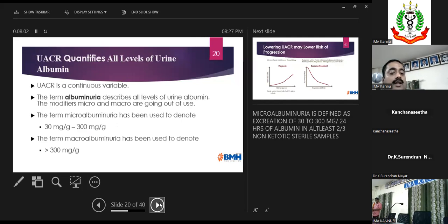The term albuminuria describes all levels of albumin in urine. Initially, we used the term microalbuminuria when the urine albumin is between 30 and 300 milligrams, and macroalbuminuria when it is more than 300 milligrams. But nowadays, we commonly use the term abnormal UAE, abnormal urine albumin excretion.